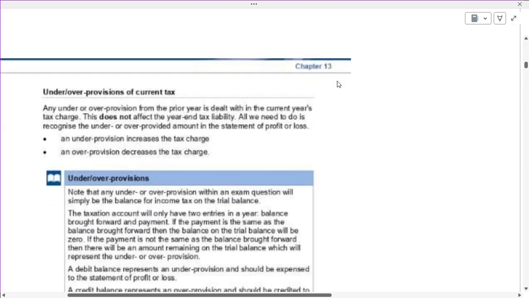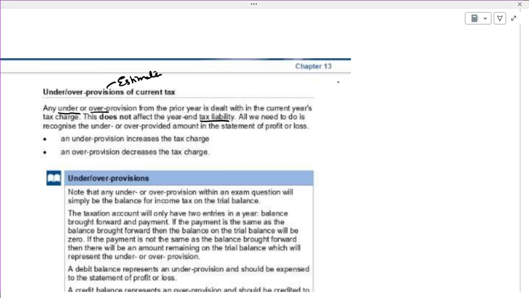Now, definitely in this process there will be under provision or over provision, because we are making estimates. They will be plus or minus. This does not affect the year-end tax liability. At the end of the year, we will make a reconciliation and settle. If there is under provision, we will provide the additional amount. If it is over provision, we will adjust for it.